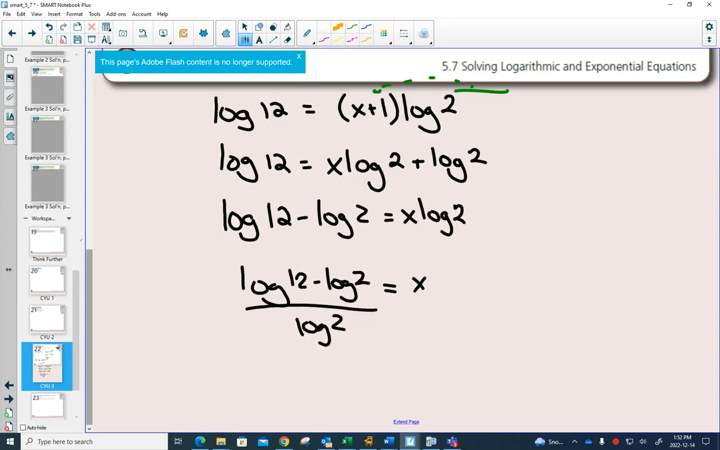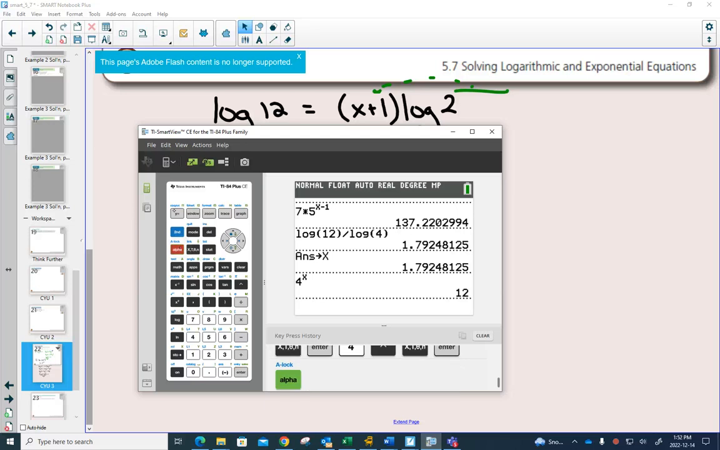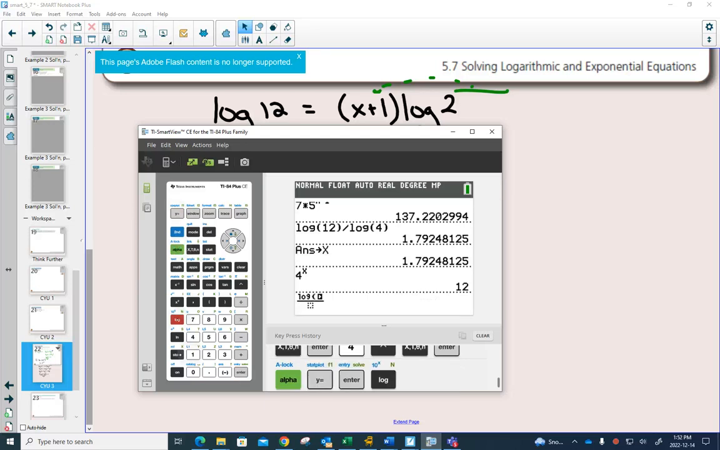Can I cancel those log 2's? No. Because this is subtracting, this is like grouped as one factor. The only way you can simplify or cancel factors is if they are identical. And in this case, they were not. Type this into our calculator. Again, use brackets if you don't have the fraction button. Log 12 minus log 2 divided by log 2.